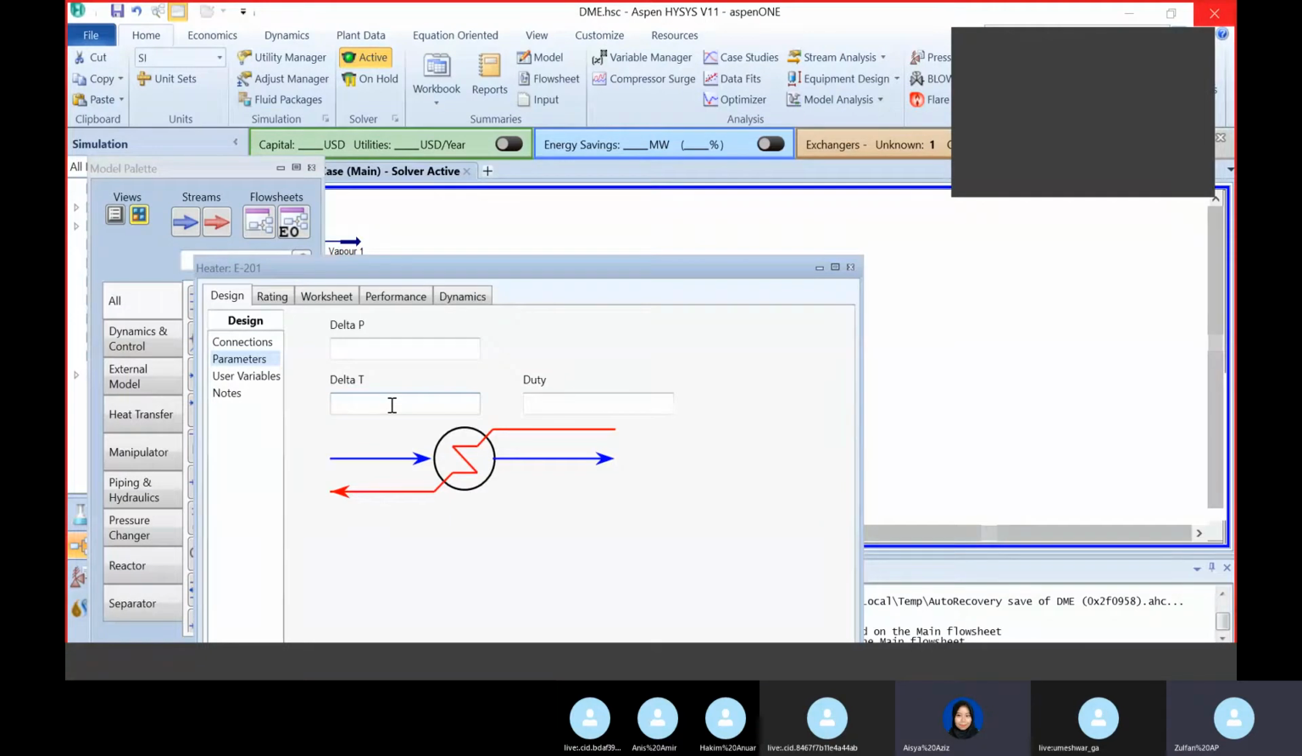Like what you point out here. If we specify delta T, that means T outlet will be calculated accordingly. Or if we specify T outlet, then delta T will be calculated accordingly. So that's the one equation for the heater. Just put anything that you like, either the T outlet or delta T, whatever you want to input.